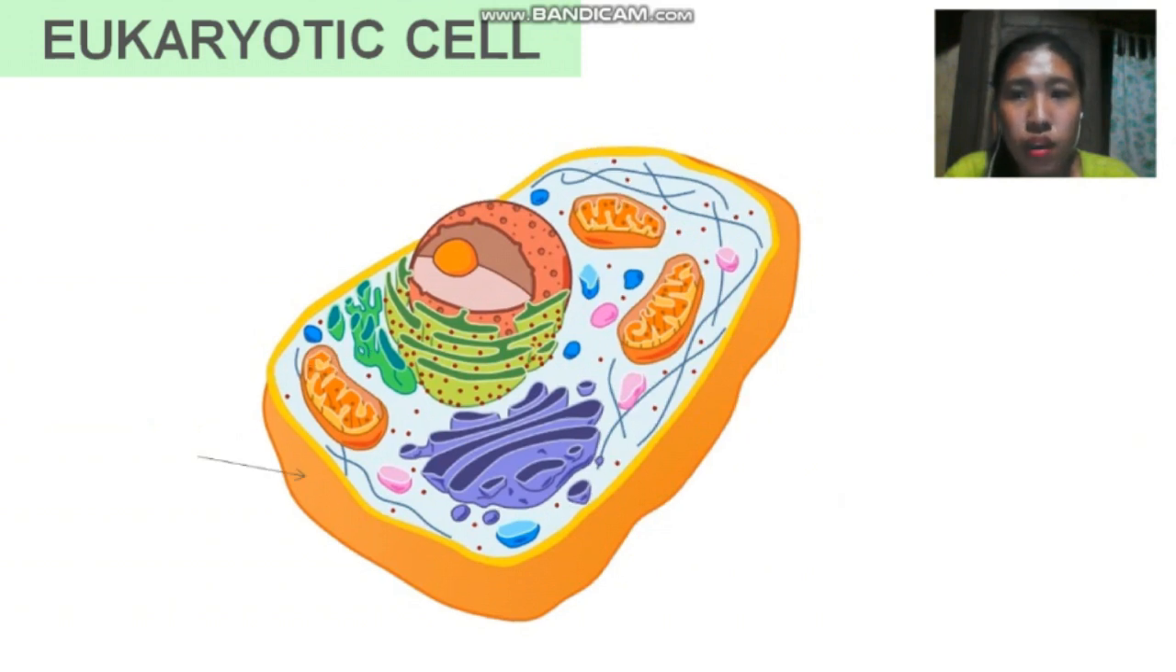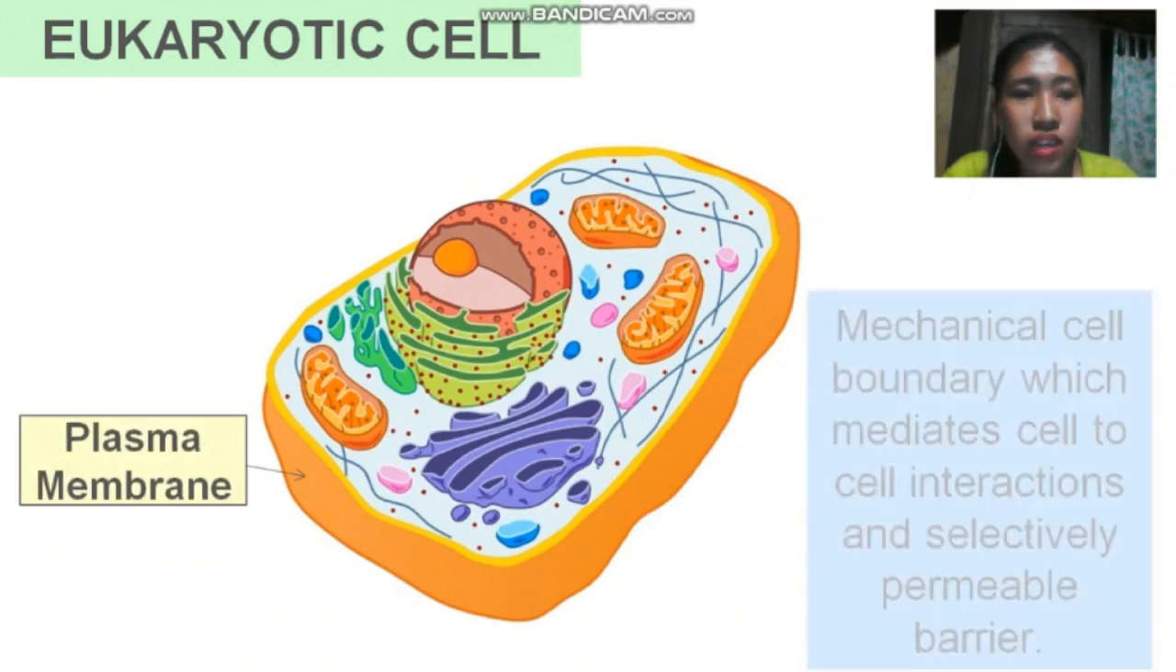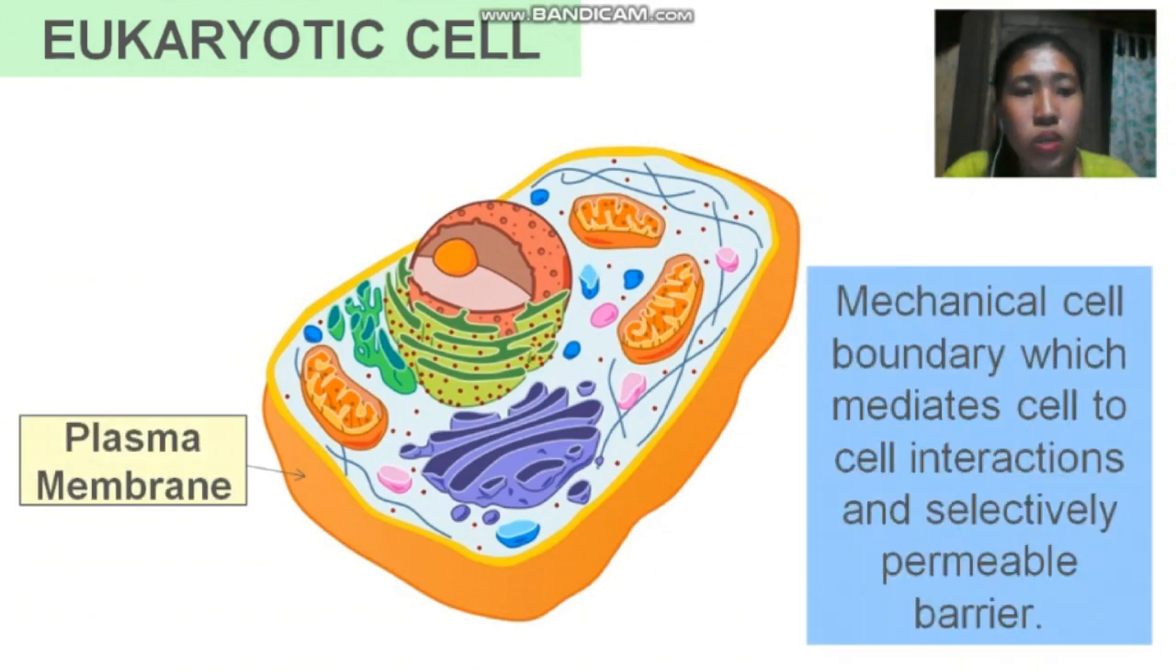This section also shows the plasma membrane, which serves as the mechanical cell boundary that mediates cell-to-cell interaction and acts as a selectively permeable barrier. Just like in the prokaryotic cell, the plasma membrane also controls the passage of materials such as ions, water, and oxygen into and out of the cell, as well as wastes such as carbon dioxide leaving by passing through the plasma membrane.